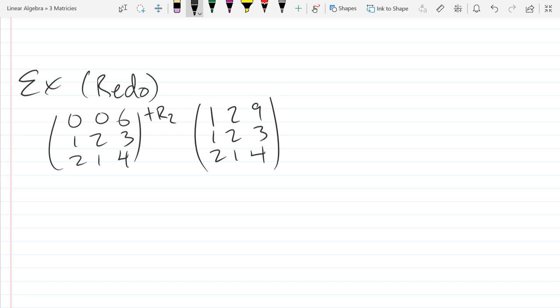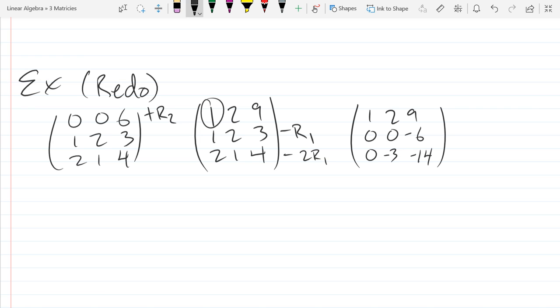So our first row is 1, 2, 9. And now we can use the 1 we just moved up there and clear out column 1. So we'll do the regular move we would do in this case. On row 2, we'll subtract row 1. On row 3, we'll subtract 2 row 1. Any questions on our third matrix here?